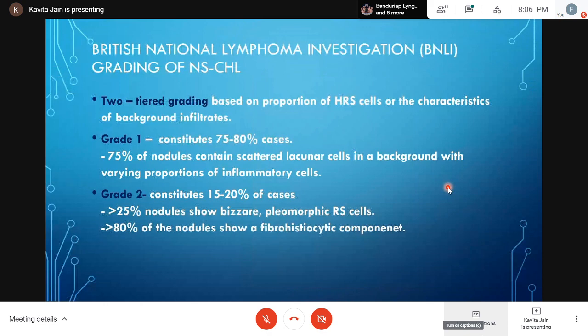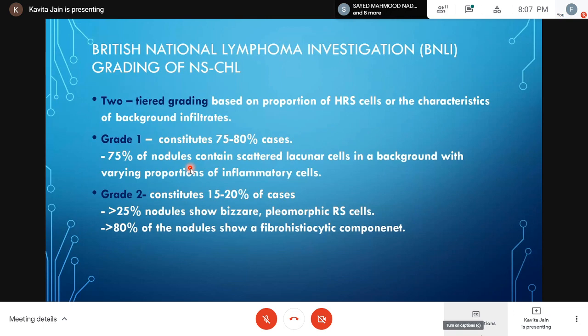Now, the British National Lymphoma Investigation, the BNLI grading of nodular sclerosis, gives a two-tiered grading based on the proportion of these RS cells and the background infiltrates. Grade 1 is the most common, and it will show nodules containing these lacunar cells in a background with varying proportions of inflammatory cells.